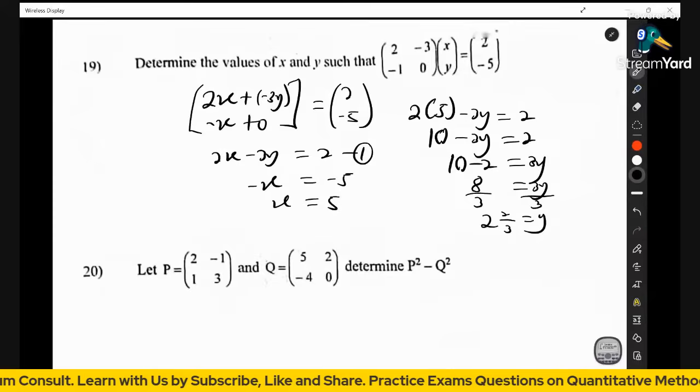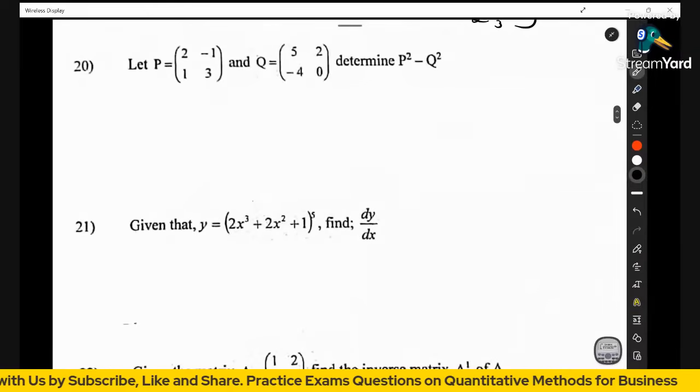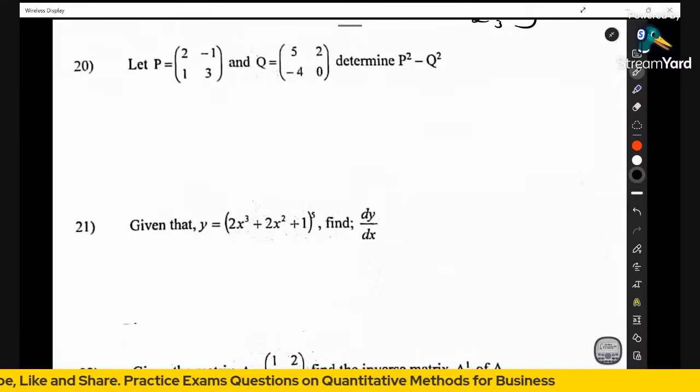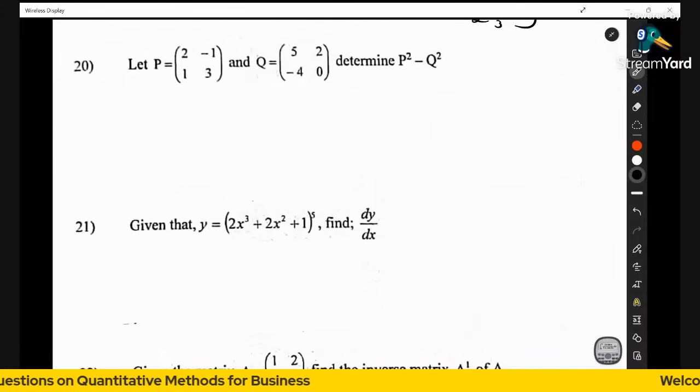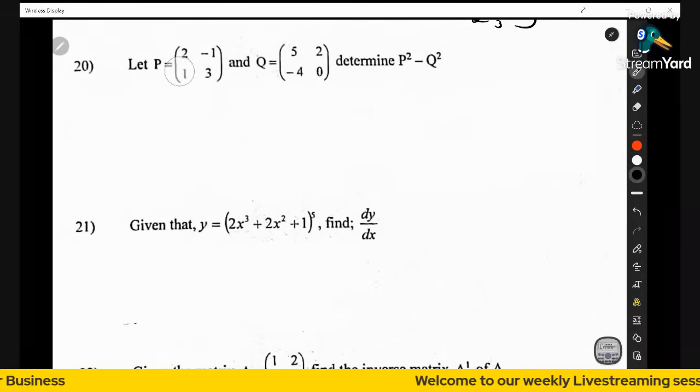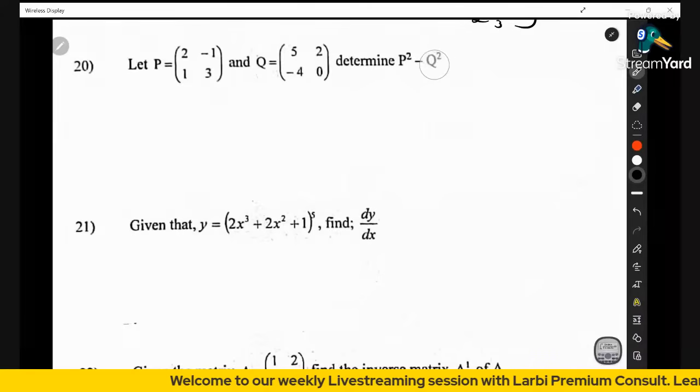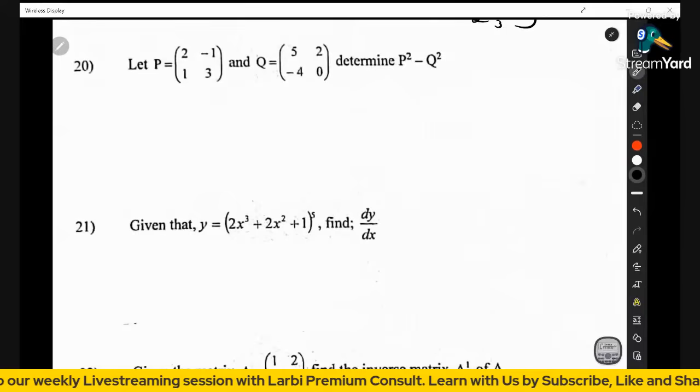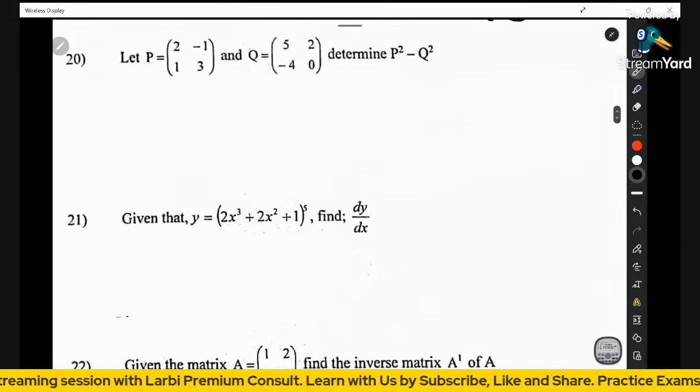Question number 20, we have P and then we have Q. You have to determine P squared and then Q squared. So here is the same thing. You must multiply P as being the matrix by itself twice, and also multiply the Q by itself twice. Okay, so once you get that, let's see if we can use a calculator to do this.